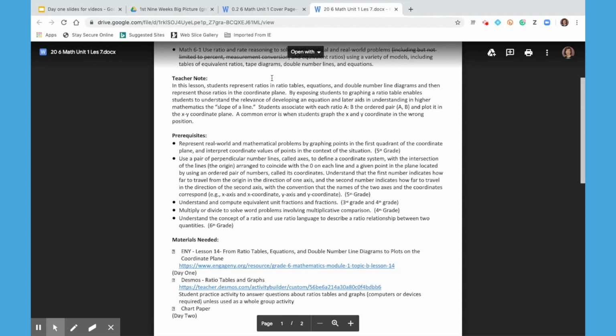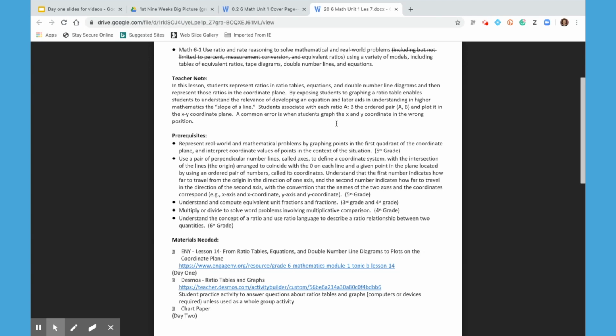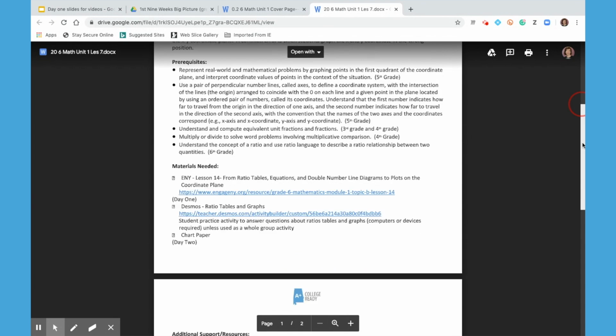This lesson is exposing students to graphing a ratio table. It enables students to understand the relevance of developing an equation and later aids them in understanding, in higher math, the slope of a line. So this is where you're laying that foundation for those students for their higher maths. A common error is that students at times will get the X and the Y coordinate in the wrong position. So those are things that are within your teacher notes, common mistakes, common errors to be aware of prior to teaching your students these concepts.